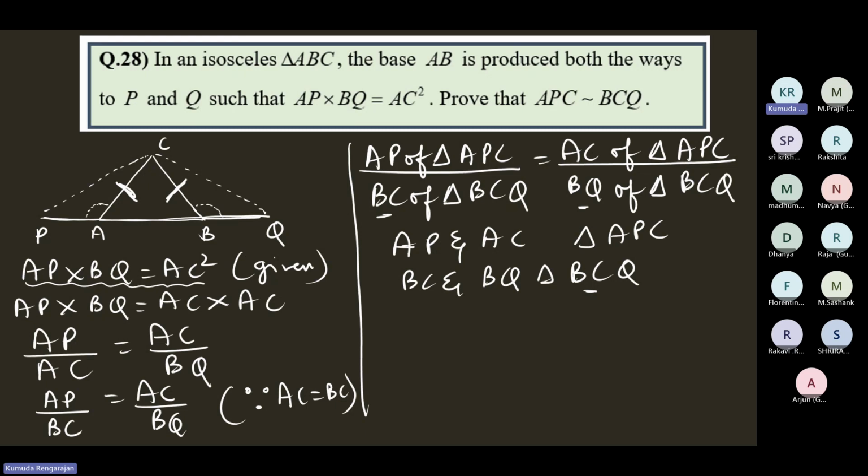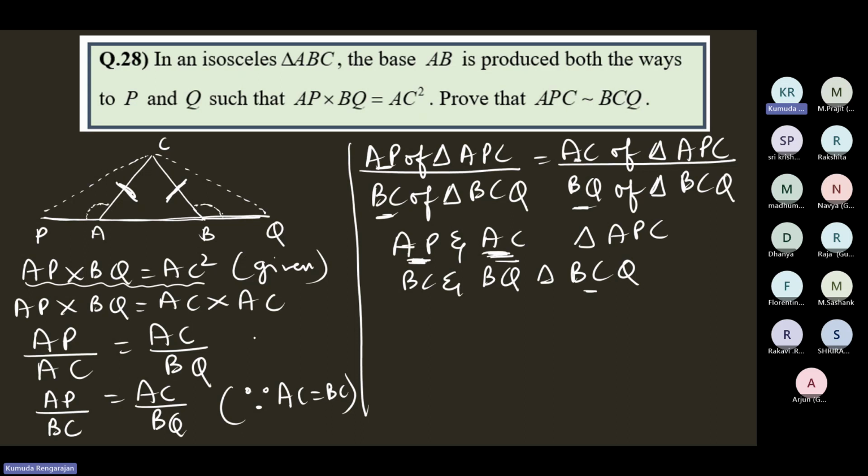So we'll have to show that the included angles of the two triangles are also equal. So that's what I've written here. These will be the arms of that angle: AP and AC of triangle APC, BC and BQ of triangle BCQ. So this is the included angle, and this is the included angle.